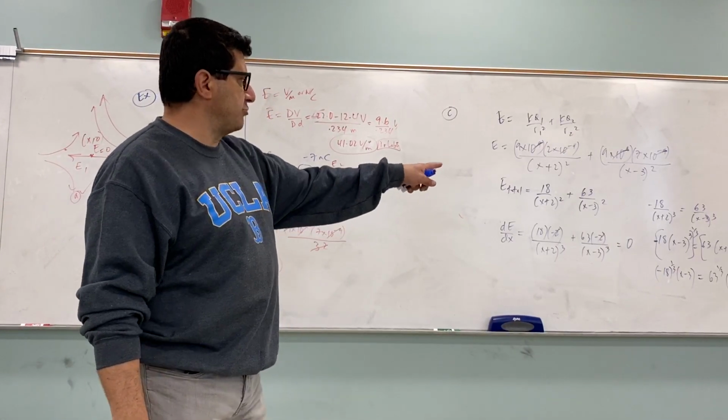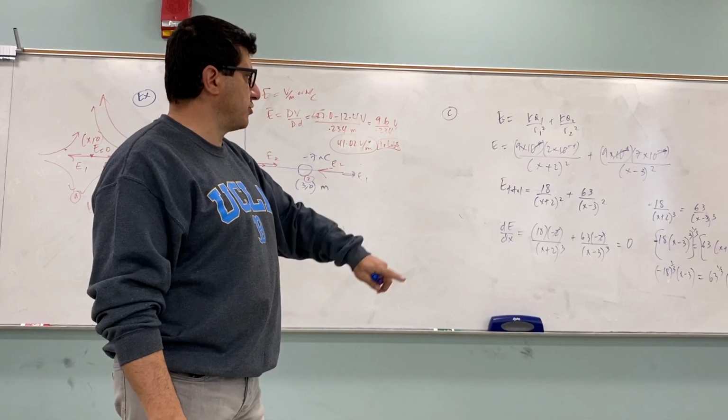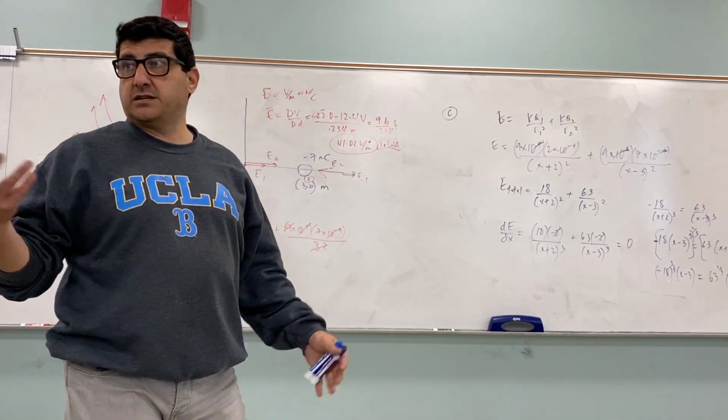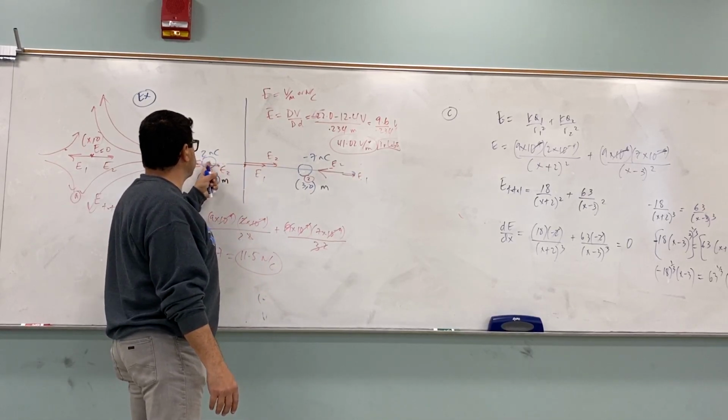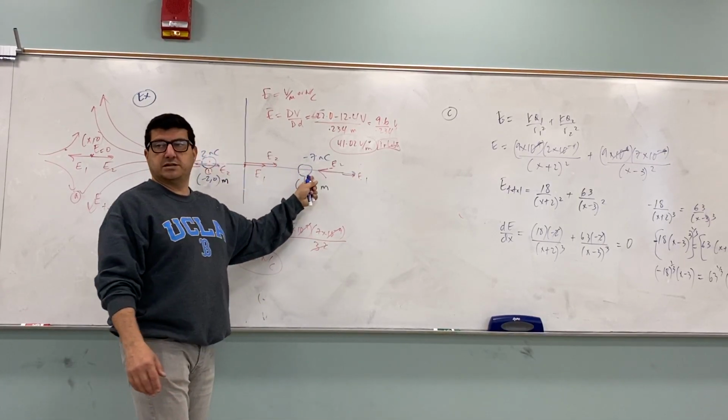Yeah, you should be able to now distribute that in, solve for x. And the answer you get hopefully will be between negative 2 and 3.